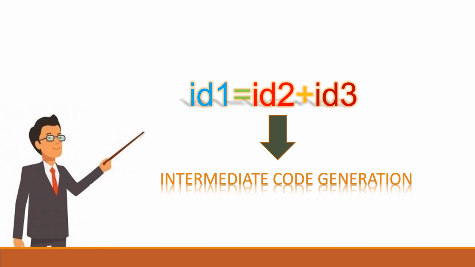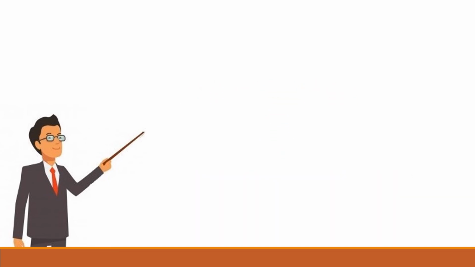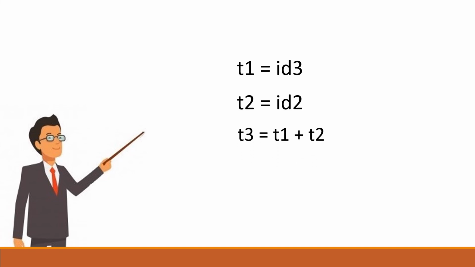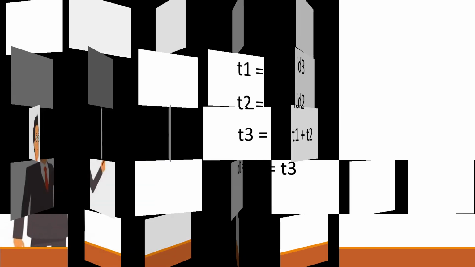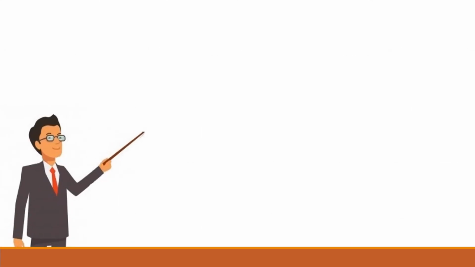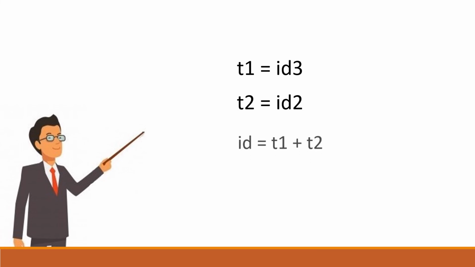Intermediate code generation makes the code easier to translate into machine code by assigning temporary names: T1 equals ID3, T2 equals ID2, T3 equals T1 plus T2, ID1 equals T3. Then, the intermediate code is sent to the code optimizer. It takes input from intermediate code generation and removes unnecessary temporary names and reduces the length of the program. So, T1 equals ID3, T2 equals ID2, ID1 equals T1 plus T2. Next, it sends to code generation.